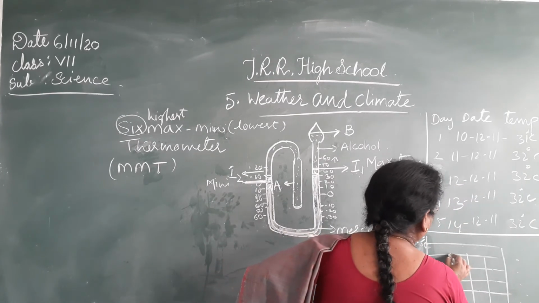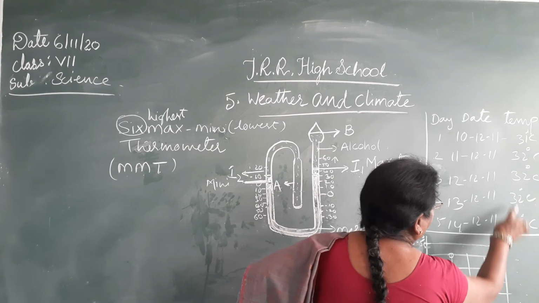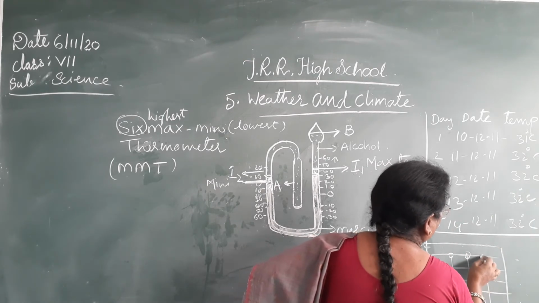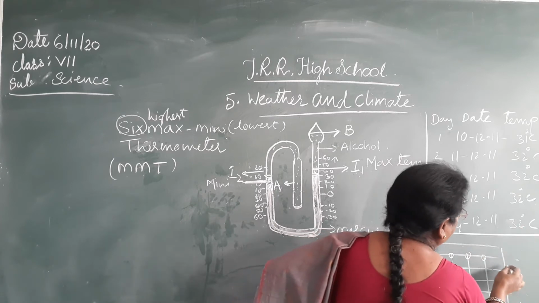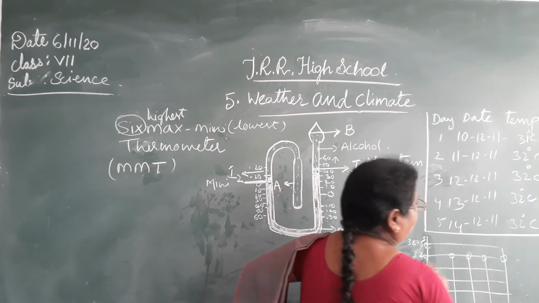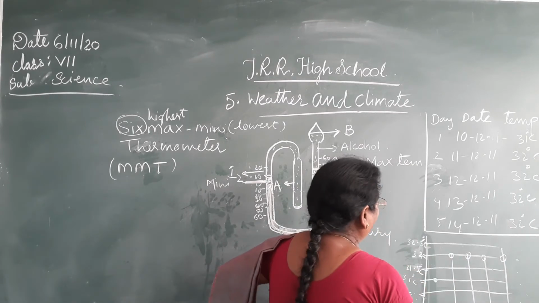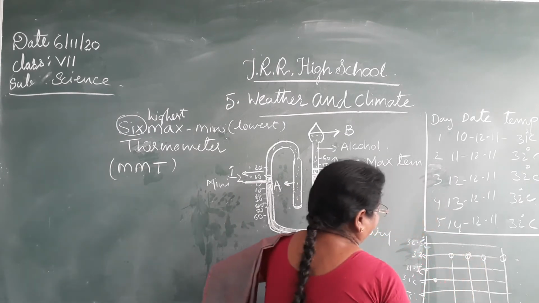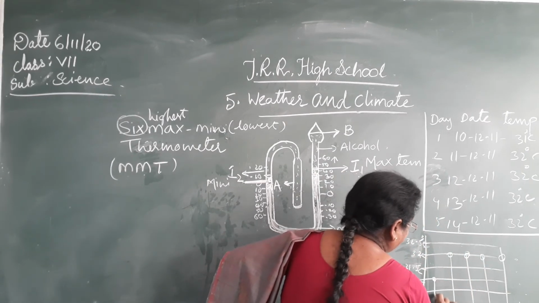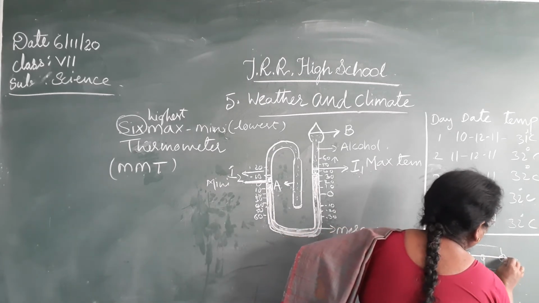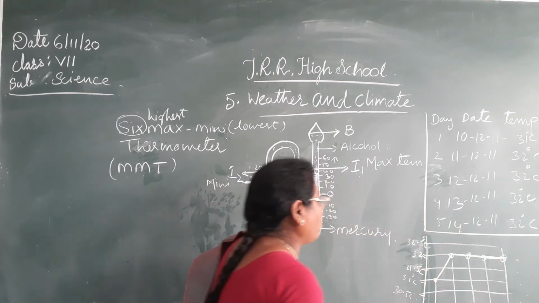Second day 32 degrees, third day also 32 degrees, fourth day also 32 degrees, and even fifth day also 32. Constant temperature. For 4 continuous days you are getting the same temperature, constant temperature. Now you draw the line, connect it. So in this way you can plot your graph.